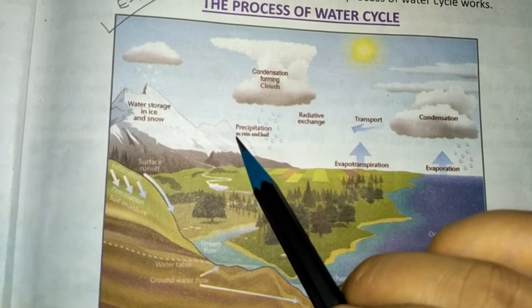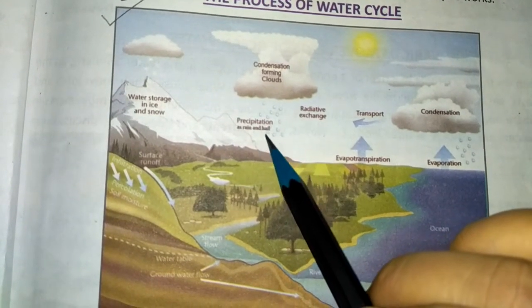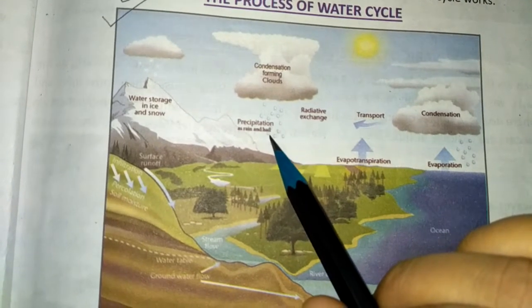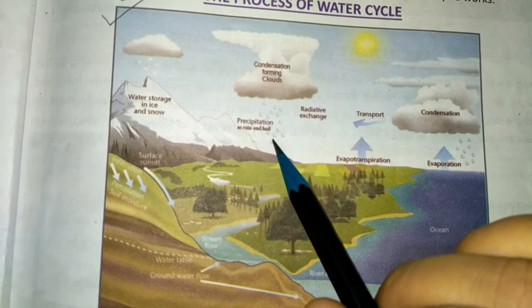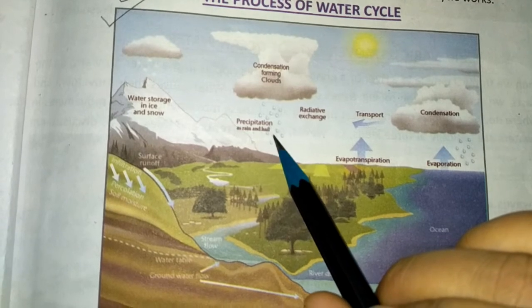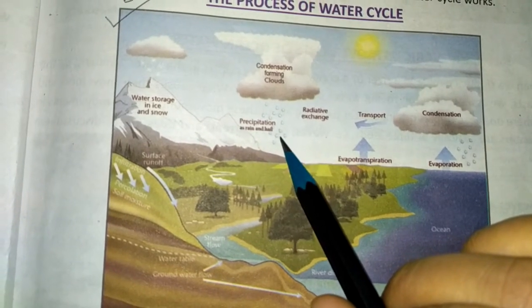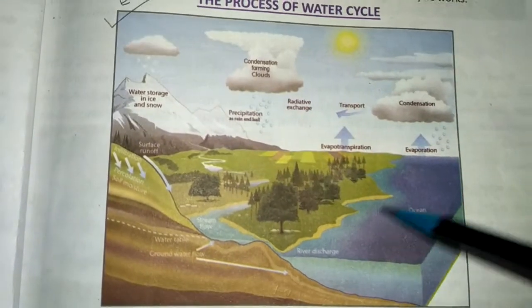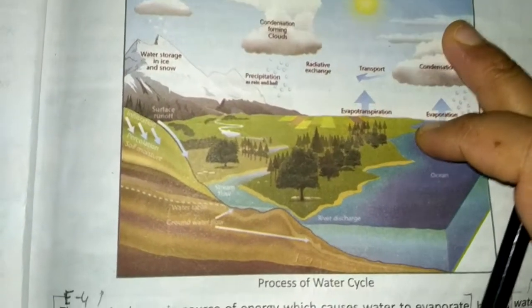Precipitation as rain and hail. Hail means a small ball of ice. When the temperature is quite low, then the water droplets can be frozen while falling towards the earth. So this was the table or the diagram, we can say that.